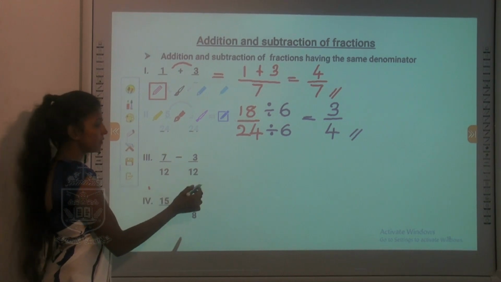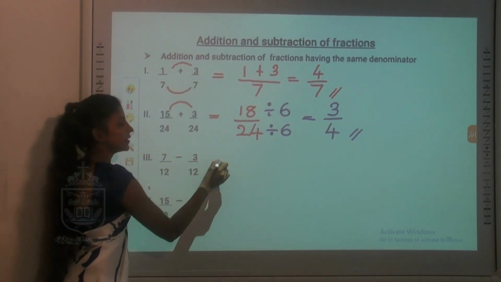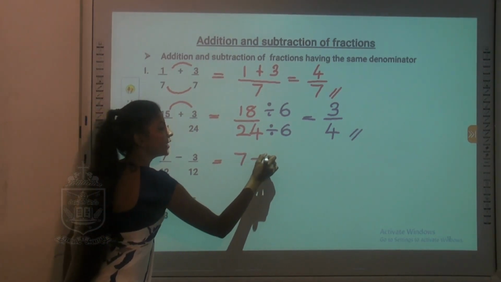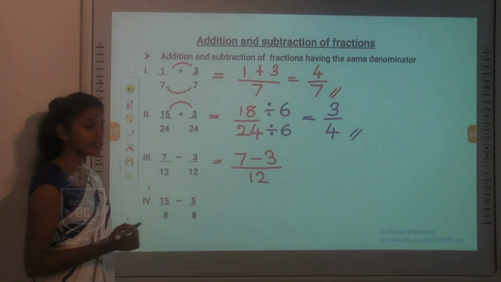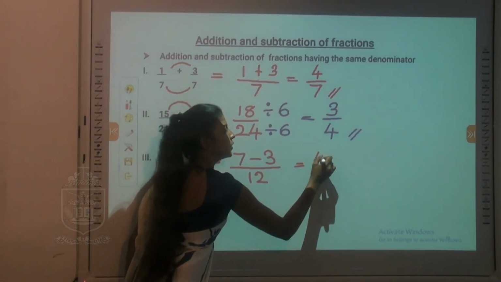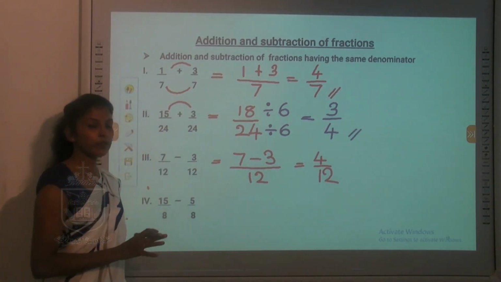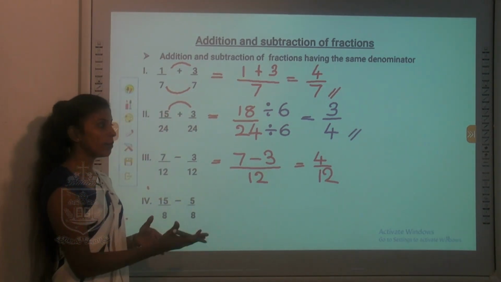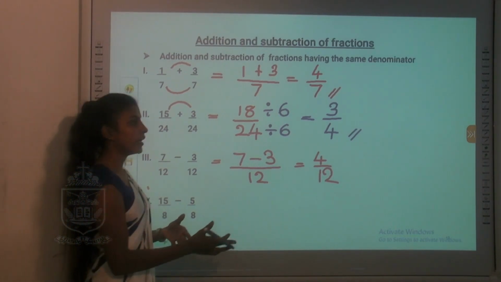That is 12. So that is subtraction. So 7 minus 3. What is the answer? 7 minus 3 over 12. 7 minus 3 answer is 4. So 4 over 12. Now here also you all can see this is not the simplest form. We can divide it further. What is the number which we can divide? We can divide both 4 and 12 by 4.